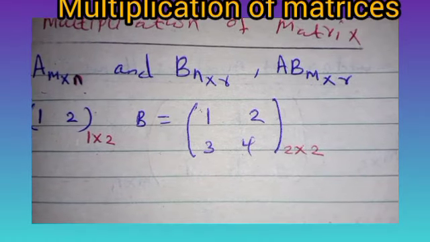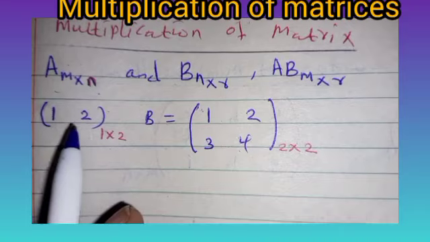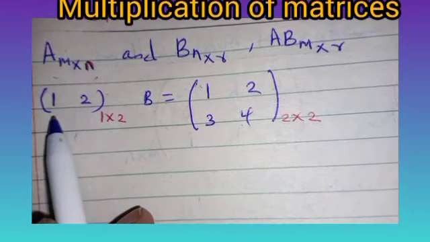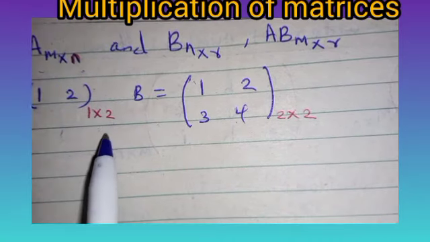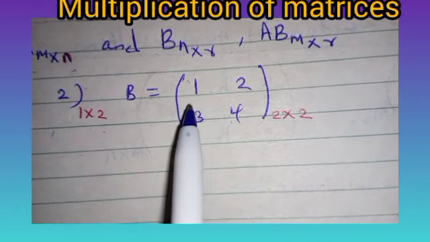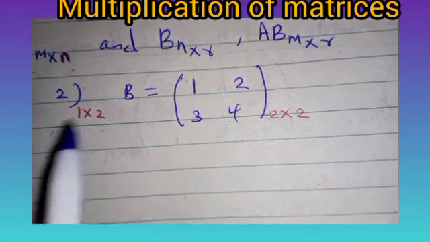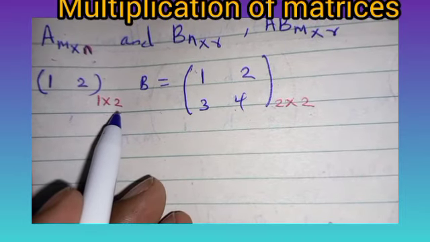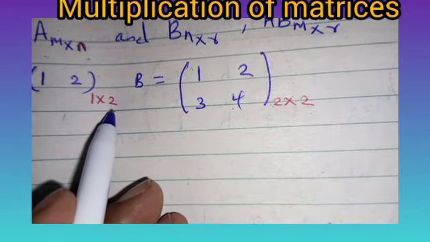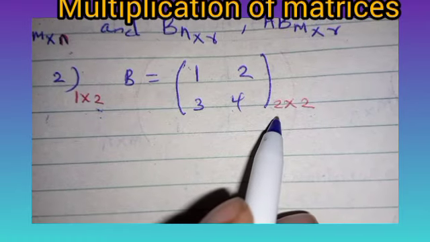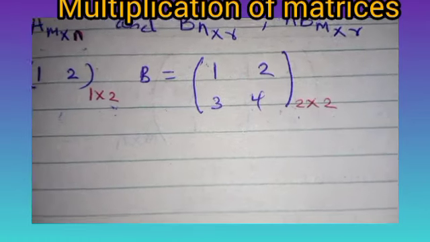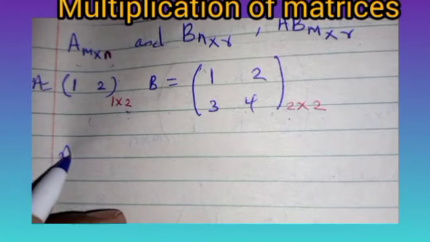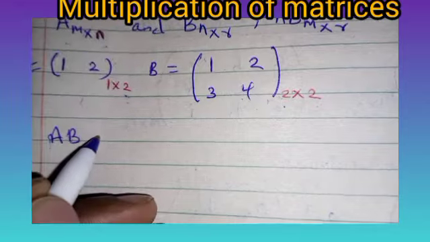The matrices are compatible, or can be multiplied, only when, for example, matrix A is a 1 by 2 matrix and B is a 2 by 2 matrix. In this case, you can see the number of columns in A is 2, and the number of rows in B is 2. So these matrices are compatible, and we can get A times B.